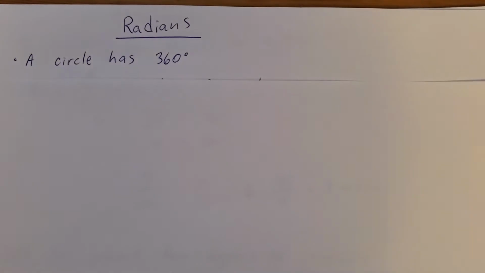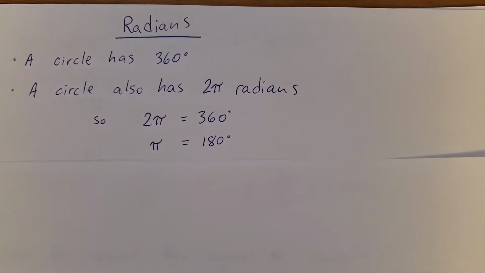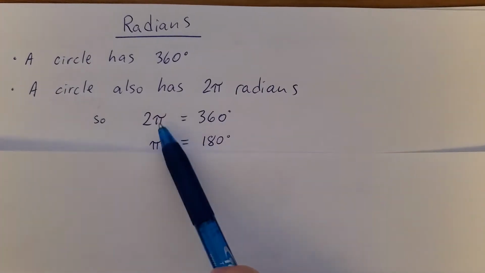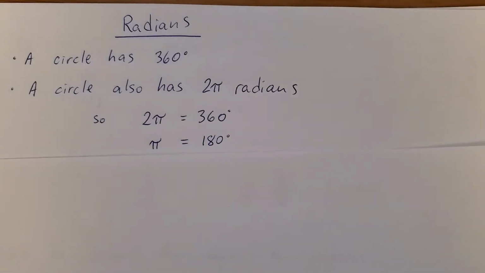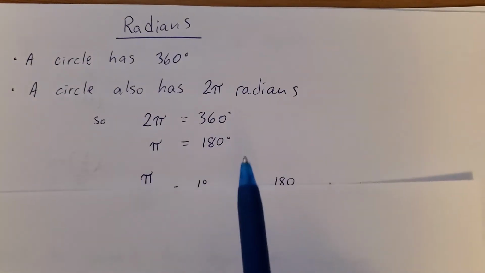So a circle has 360 degrees, but you can also say it has 2 pi radians. Okay, so radians are a type of angle. Check it out, I'll show you how to convert. 2 pi radians equals 360 degrees because they both represent a circle. Dividing by 2, I say pi radians equals 180 degrees.